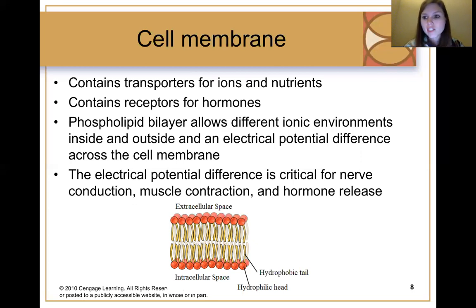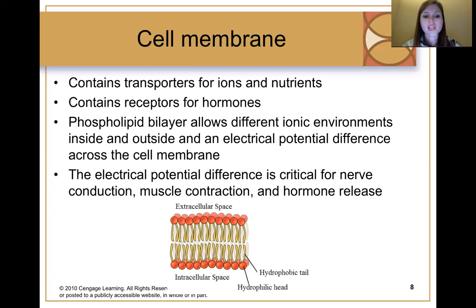So in order for things to move in and out of the cell, that electrical potential difference has to be maintained, because if everything is equally balanced on both sides, it's a little bit harder to move things in and out. So you kind of need an electrical potential there to be able to do that. So being able to keep those spaces separated allows for that electrical potential difference across the membrane so that things can be moved inside and outside.